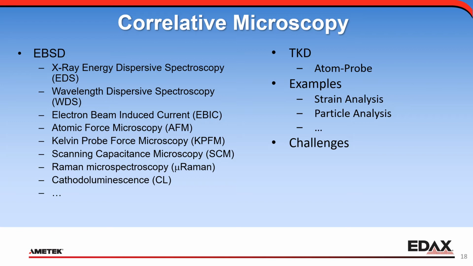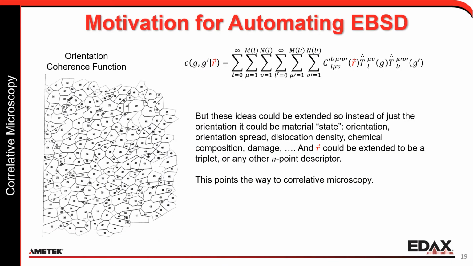And I'm going to show an example for strain analysis, but you can imagine many other applications for correlative microscopy of EBSD with other techniques. I mentioned earlier in our glance backwards that Brent Adams was working on this orientation coherence function as a statistical description of microstructure.